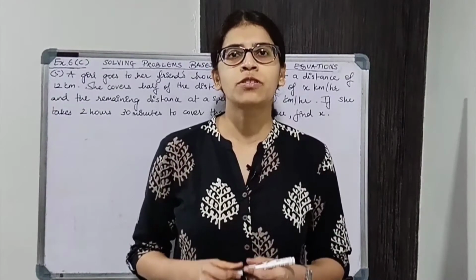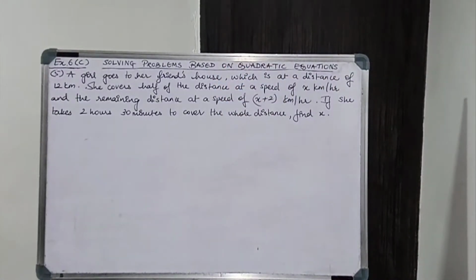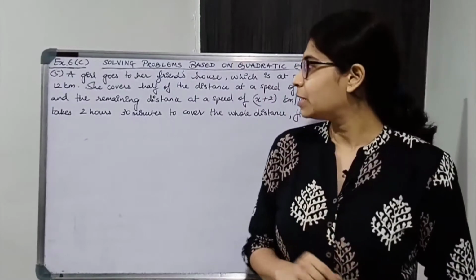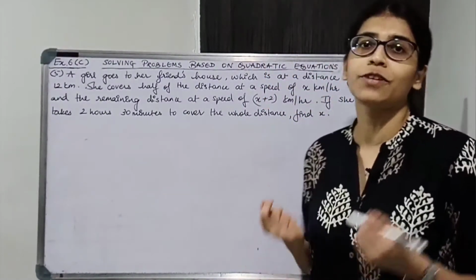Coming to the next question. Question number 5. A girl goes to her friend's house, which is at a distance of 12 km. She covers half of the distance at a speed of x km/h and the remaining distance at a speed of x plus 2 km/h. If she takes 2 hours 30 minutes to cover the whole distance, find x. Now this question is a little different. There is a girl who is going to a friend's house which is at a distance of 12 kilometers.